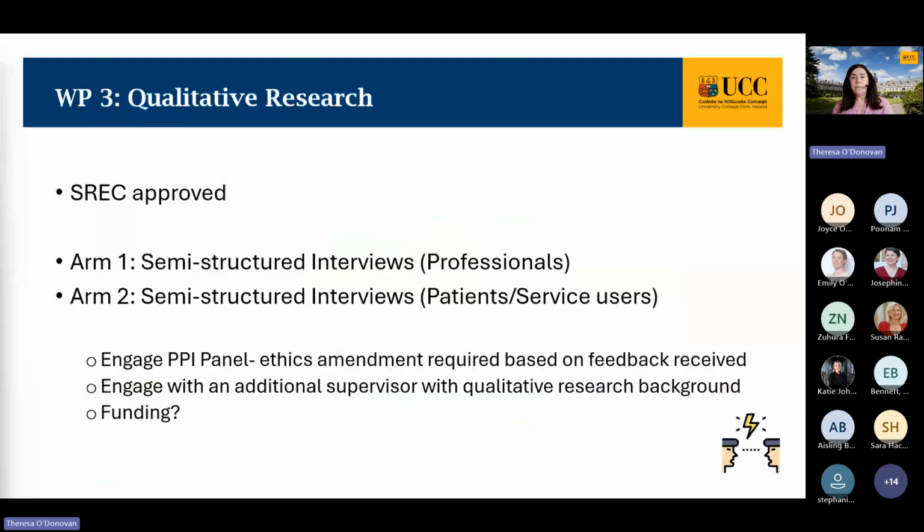service users. So the next step within that plan is to engage a PPI panel to gain insight into, I suppose, how to advertise this to people, but also what questions we should be asking both professionals and those with a lived experience. And we've also had advice from our external annual progress review panel in that we should engage additional supervision or supervisors with qualitative research background. So that is the next part of the plan.